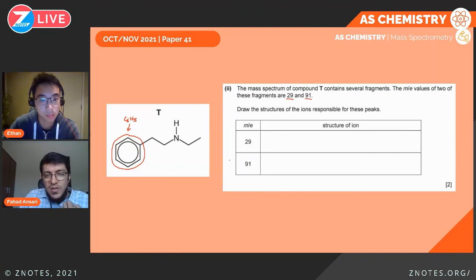Now for 29 and 91, I need to choose which side to begin from to get that particular fragment. For the lighter fragment, I'm going to start on this side. This is CH3, and this is CH2. If I move along from this carbon atom, the first carbon has three hydrogens bonded to it, so this group has a mass of 15. We move along to the left. CH2 has a mass of 14. So 15 plus 14 gives us 29. We can stop here and break the bond between this carbon and the nitrogen. So the structure of this ion is CH3CH2 surrounded by square brackets with a positive charge in the superscript.